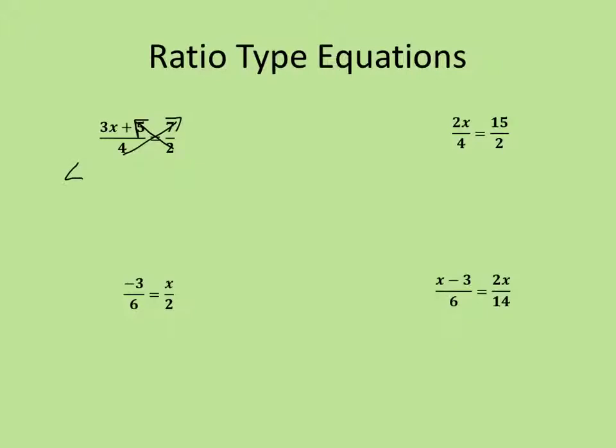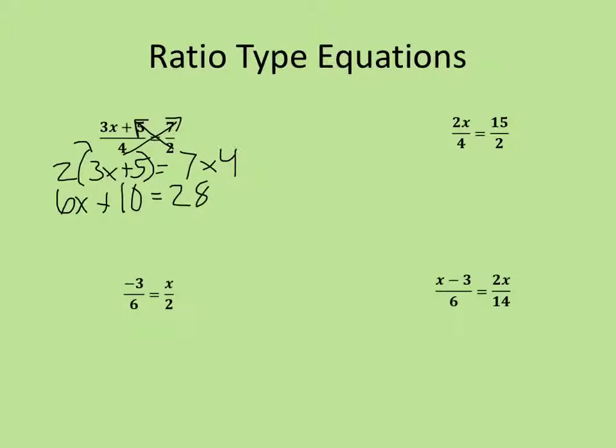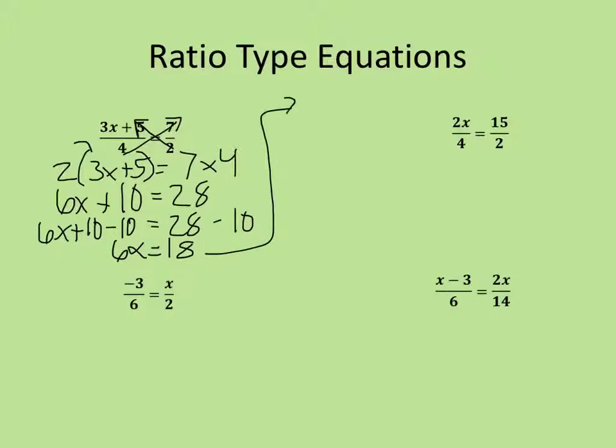Okay, so 2, that one didn't work so well, 2 times the top, 3x plus 5, equals 7 times 4. So I took the denominators of both sides and put them on the top to times. Now I distribute in. 2 times 3 is 6x, plus 2 times 5 is 10, equals 4 times 7 is 28. I want to get rid of the 10. So 6x plus 10 take away 10 equals 28 take away 10. 6x equals 18. I'm going to divide both sides by 6 to get rid of the 6. They cancel out, leaves me just an x, and 3. 18 over 6 is 3.